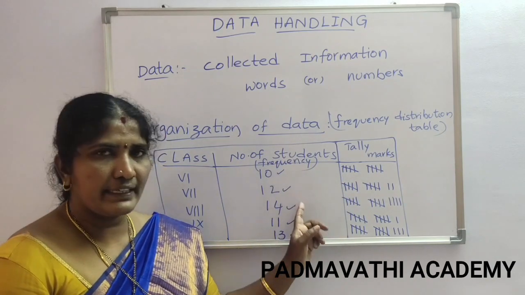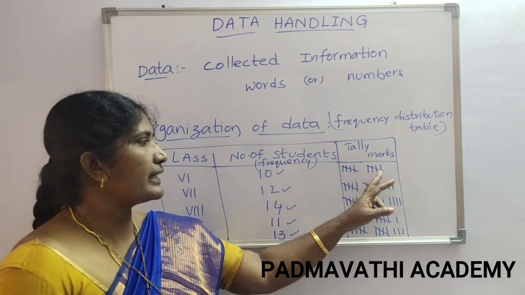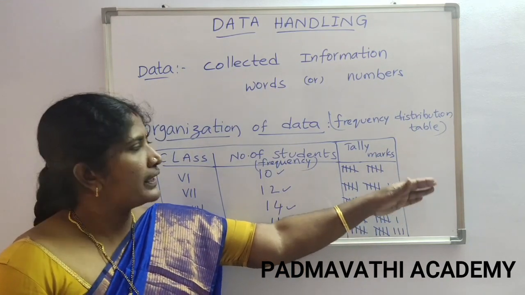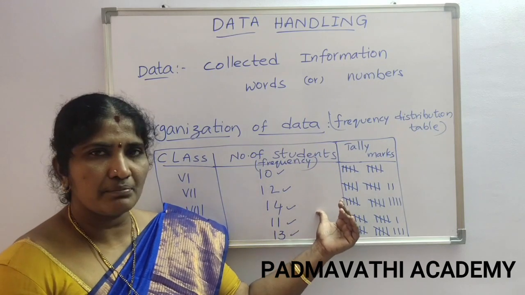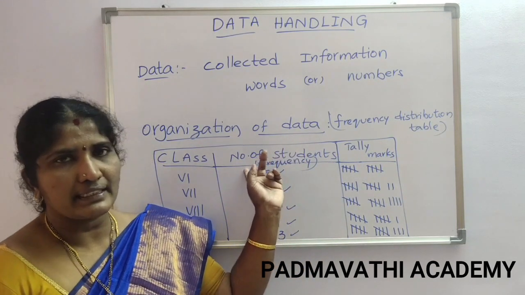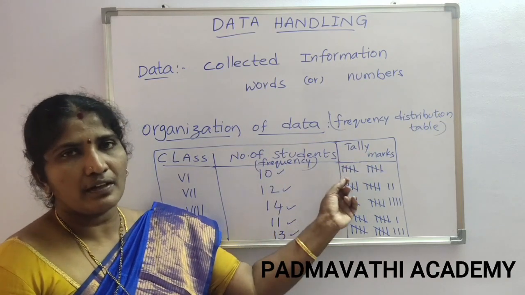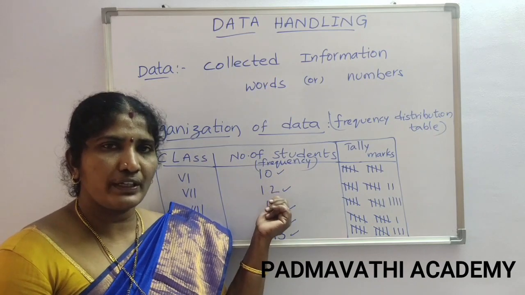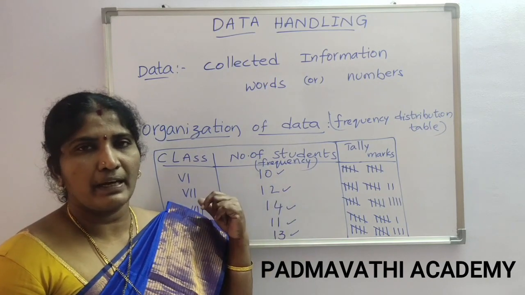If these numbers increase, it is somewhat difficult to write tally marks and it is a time-taking process. So if the numbers are more, then the better method to represent the given data is a pictograph or pictogram and a bar graph. Now let us learn what a pictograph is and what a bar graph is.